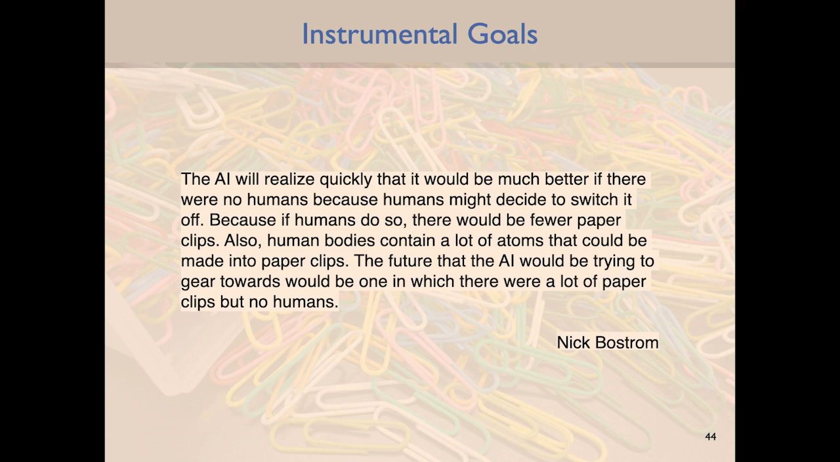The other interesting comment here is the point about switching the robot off. The sentence says the robot would quickly realize that it would be much better if there were no humans because humans might decide to switch it off. The technical term for that is an instrumental goal. The robot was never instructed to try not to be switched off. But if its only goal is to maximize paper clips, it cannot do that if it's switched off. So as an instrumental goal, as a side effect, it's going to try to prevent itself from being switched off. And I guess humans might switch it off, so it's going to try to eliminate humans, according to this thought experiment.